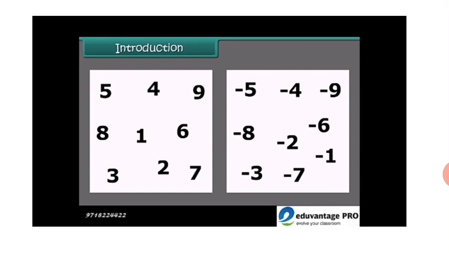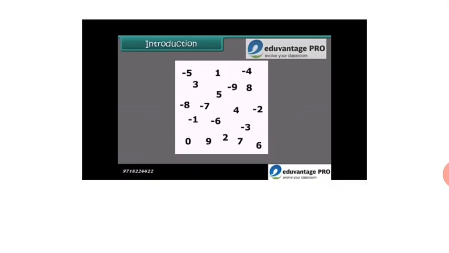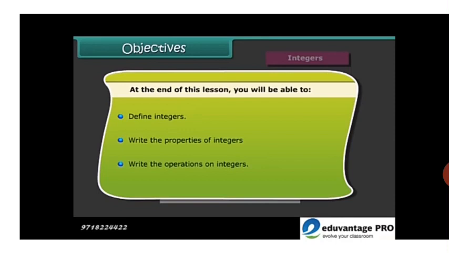Now, the introduction. In the first column they gave positive integers, in the second column negative integers, and then next they gave mingled numbers, positive and negative. In these integers we are going to see some definitions, that is, objectives. The objectives are the definition of integers, properties of integers and operations on integers. The definition I already told you: whole numbers with negatives are integers.